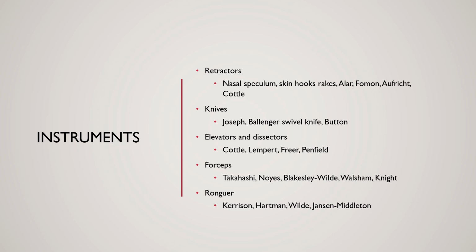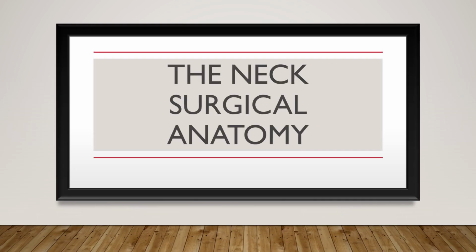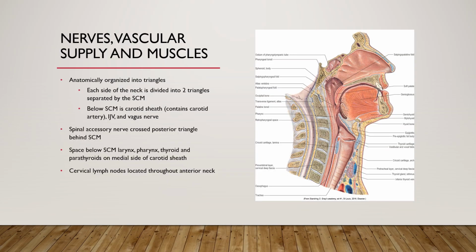All right, moving into our last section here. This is going to be the neck. So we'll start again with some surgical anatomy. We're going to start with nerves, vascular supply, and muscles. The neck is anatomically organized into triangles. Each side of the neck is divided into 2 triangles that are separated by the SCM. SCM here stands for the sternocleidomastoid muscle.